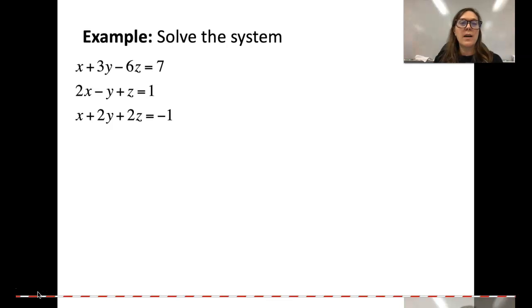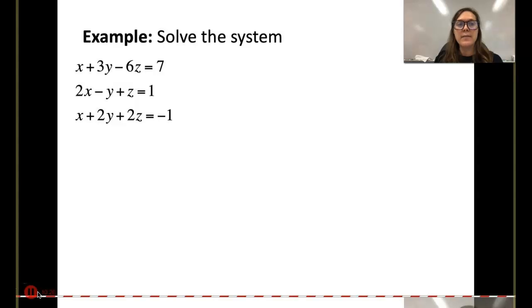x plus 3y minus 6z equals 7. 2x minus y plus z equals 1. x plus 2y plus 2z is equal to negative 1. All right, so let's look at this. I've got line 1, 2, and then 3. Nothing cancels out right away, so that's going to not work. But look at these x's. They both have the same coefficient, so that might be easiest to get those to eliminate.